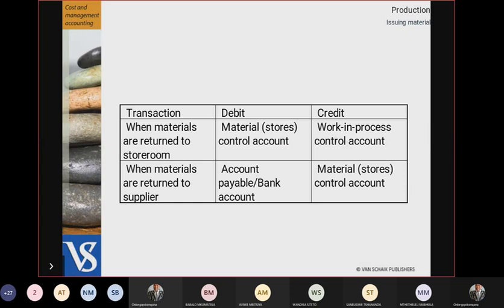When material is returned to the supplier, we debit accounts payable, or the bank account if it was a cash purchase, because we are receiving back our money. Or if it was a liability, then we reduce the liability. We no longer owe that person that amount. Then we credit material because we are taking the stock out again from the storeroom, but not now to the production side, but back to the supplier.